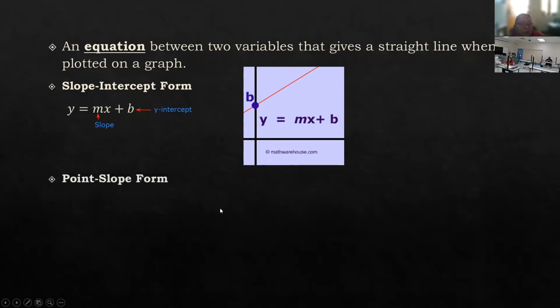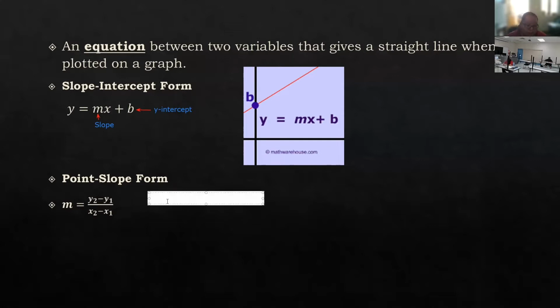The next one is our point-slope form. Later on, this will go into our line of equations, which we'll do later. So the first thing we're going to do is find our slope. And to do that, we're going to use 2 points. So the first one is x1, y1. The next one is going to be x2, y2.